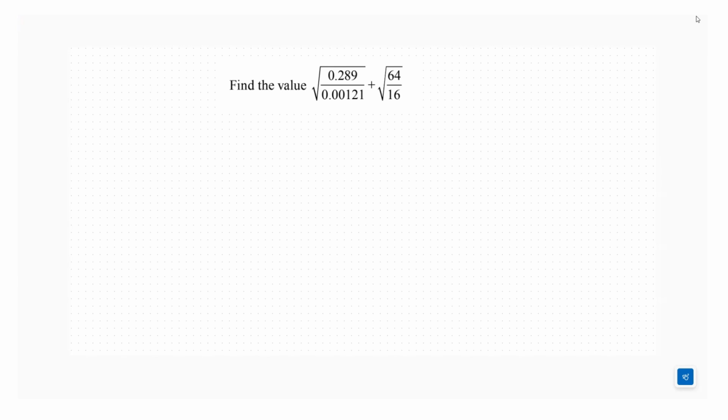Hello students, today we will understand how to solve these kinds of questions which are part of some competitive exams like Olympiad. Now in this question, if you see, you will find it very difficult.